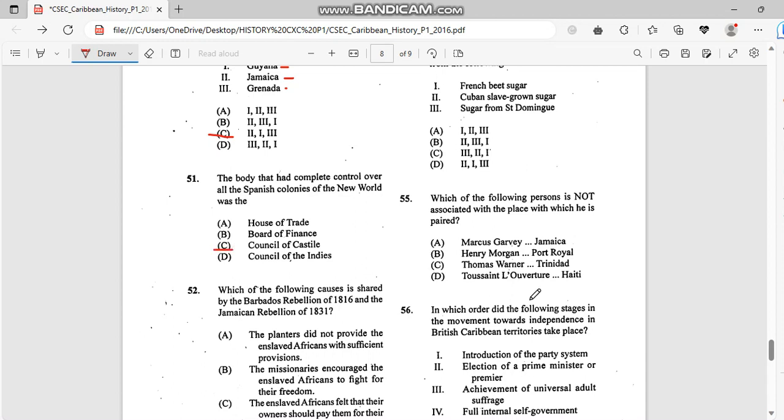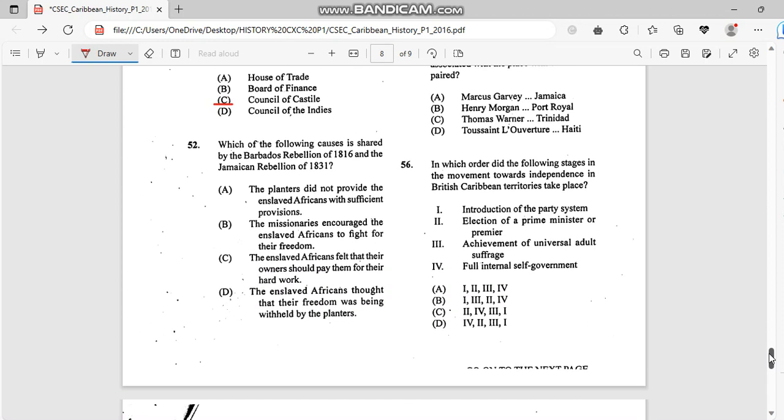Alright. Number 52. Which of the following causes is shared by the Barbados Rebellion of 1816 and the Jamaica Rebellion of 1831? And it was that the missionaries encouraged them to fight for their freedom? No. The enslaved Africans thought their freedom was being held back. And this is the answer, guys. The enslaved Africans thought their freedom was being held back by the planters. Alright.